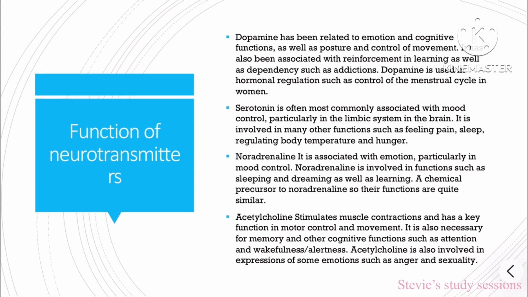Dopamine has been related to emotion and cognitive function, as well as posture and control of movement. It has also been associated with reinforcement in learning, as well as dependency in addictions. Dopamine is used in hormone regulation, such as controlling the menstrual cycle.